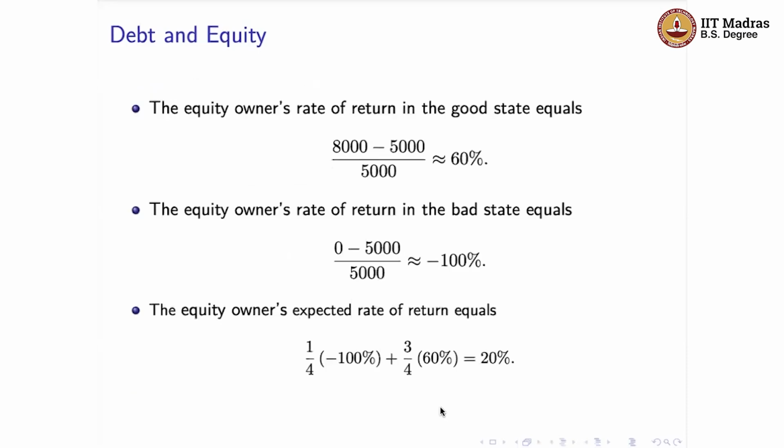Okay. We can also calculate the rate of return in the different states. So in the good state, the rate of return is 8,000 minus 5,000 divided by 5,000, or 60%. In the bad state, the rate of return is going to be exactly minus 100%. And so therefore, the equity owner's expected rate of return is going to equal 1/4 times minus 100% plus 3/4 times 60%, or equal to 20%, right? So remember, this is the number that we had already predicted before. But it's good to see the decomposition of the rates of return depending on the different states, right?